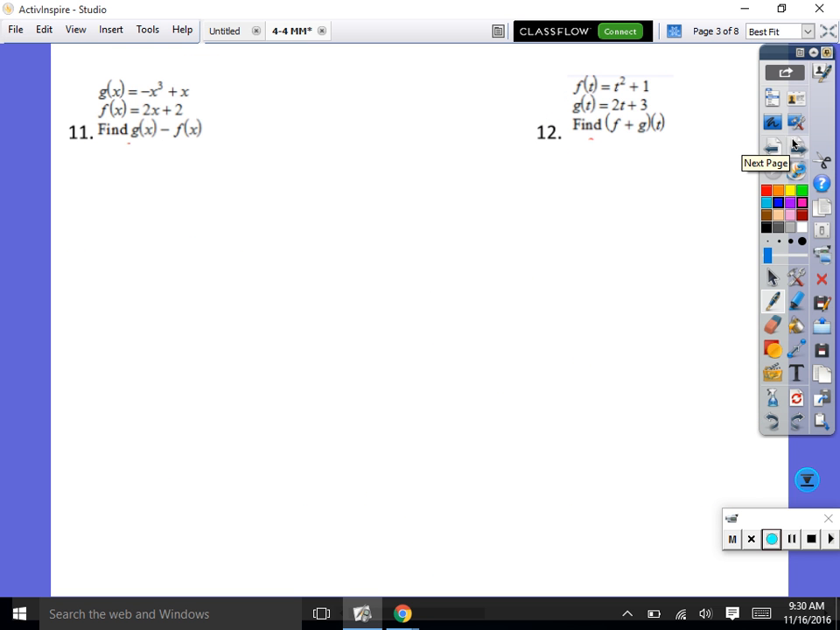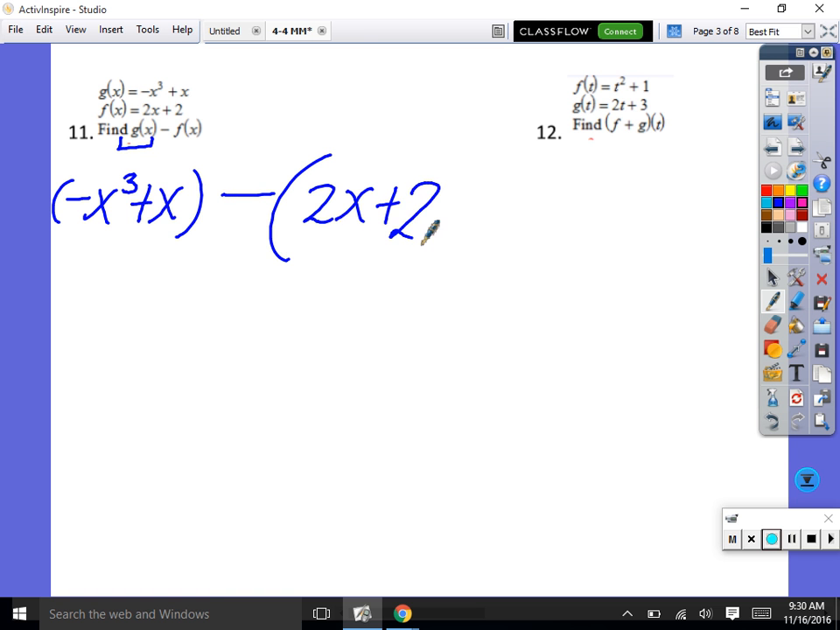Okay, so number 11, I'm just down there, here we go. So we have two functions, g of x, f of x, we're doing g minus f. So this time we're doing g of x minus f of x. So g of x is that. So let's put it in parentheses. Negative x cubed plus x. That's g of x. Then we're subtracting f of x. F of x is 2x plus 2.